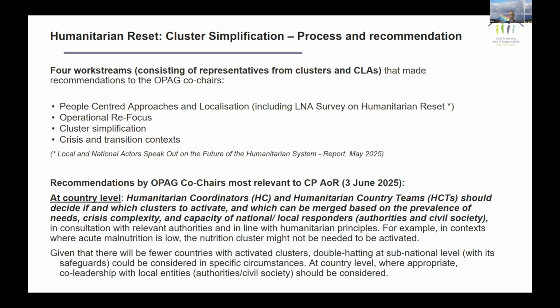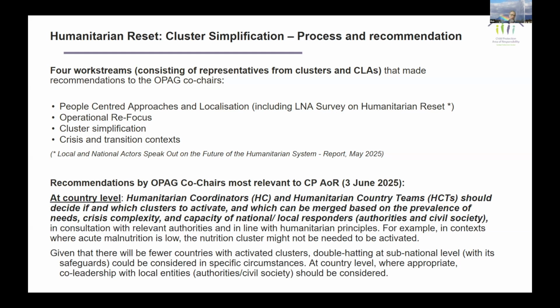Given that there will be fewer countries with activated clusters, so far only 3, Cameroon, Nigeria, and Colombia, have been suggested. Double hatting at subnational level with its safeguards could be considered in specific circumstances. At country level, where appropriate, co-leadership with local entities should be considered. So in this part, it could be foreseen that other agencies, UNFPA, maybe UNICEF, but even INGOs could lead or co-lead a protection cluster. So it doesn't have to be UNHCR.